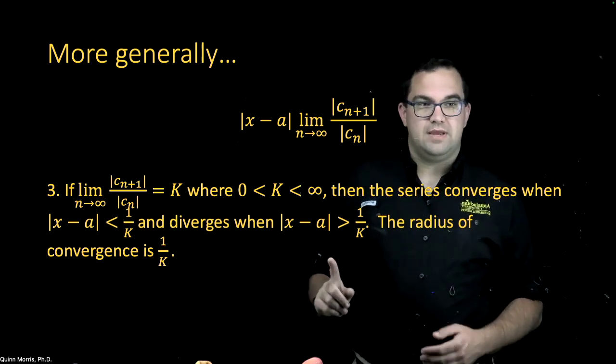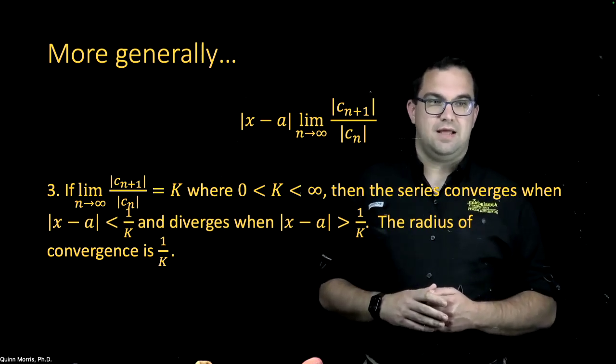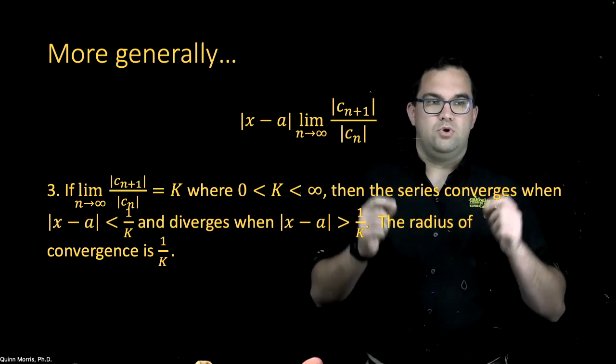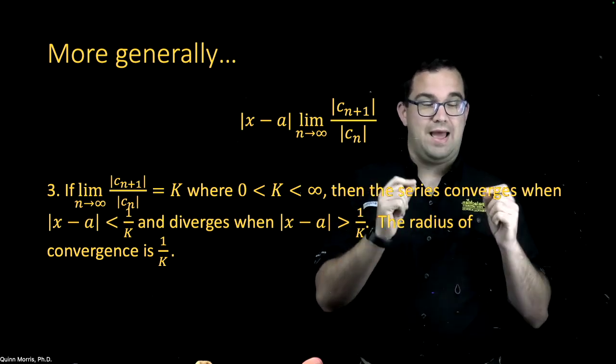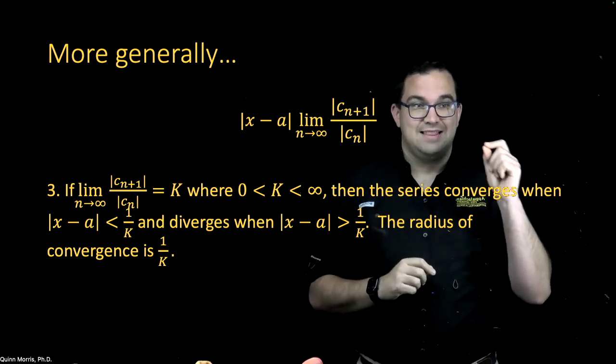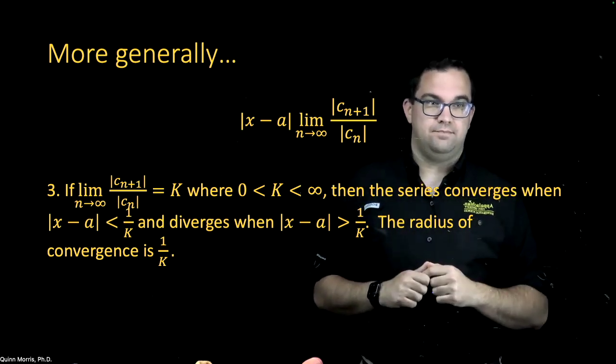Now, it's worth noting here that what it doesn't tell us about is what happens when you're right at the borderline of the radius of convergence. So what happens when you're exactly at distance 1 over k?